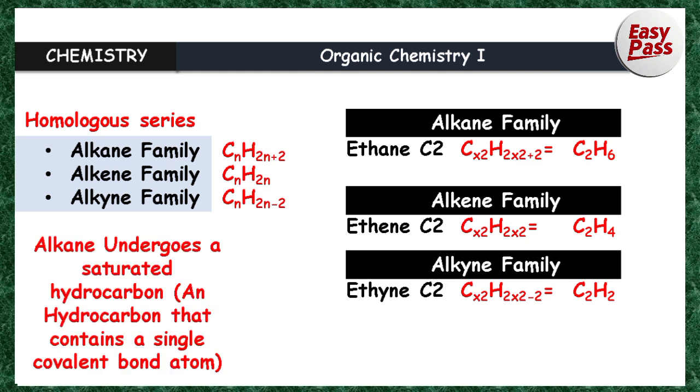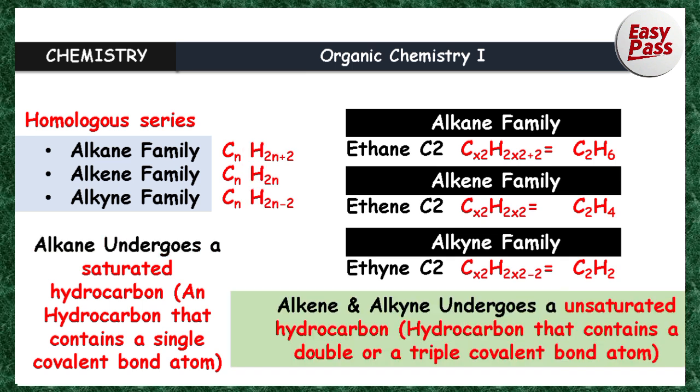alkane undergo a saturated hydrocarbon. What do we mean by a saturated hydrocarbon? A hydrocarbon that contains a single covalent bond is called a saturated hydrocarbon. Why do alkene and alkyne undergo unsaturated hydrocarbon? Because unsaturated hydrocarbons are hydrocarbons that contain a double or a triple covalent bond. A double covalent bond is found in alkene, while a triple covalent bond is found in alkyne family. Because as the number of hydrogen atoms is reducing by 2, a bond is introduced to the carbon atom.